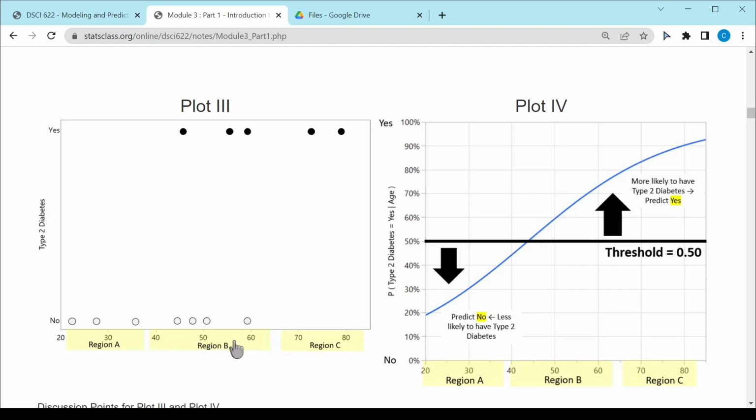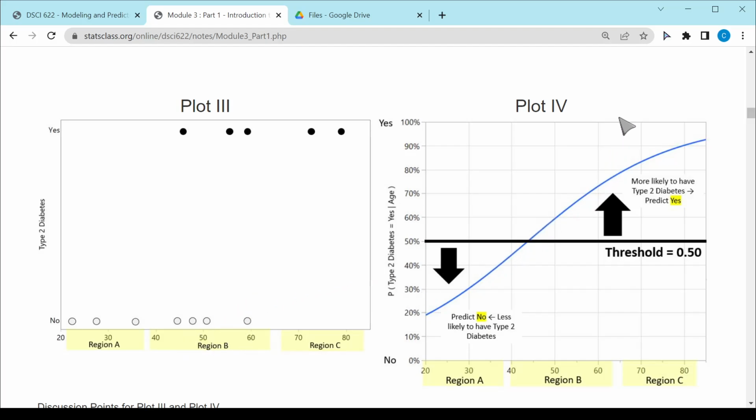Predictions get much harder here in region B. You can see that I have some women between the ages of 40 and 60 that do have diabetes, and then I have others that do not. So my ability to make accurate predictions here in region B is going to be hindered a little bit because I have both people with diabetes and others without in this same age group.